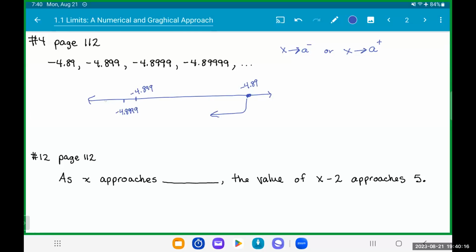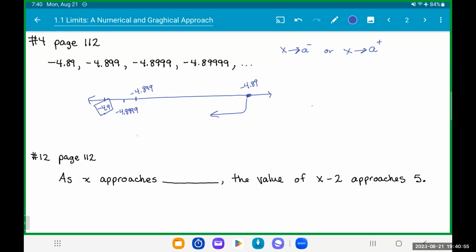4.8999, and keeps going until we get here where we're approaching this whole number, because as we keep adding a 9 to the end, eventually we're going to get really, really close to negative 4.9, right? We're never actually going to catch it, but that's what we are approaching. And so if we wanted to write this in our notation, we would say that we're approaching negative 4.9 from the right.